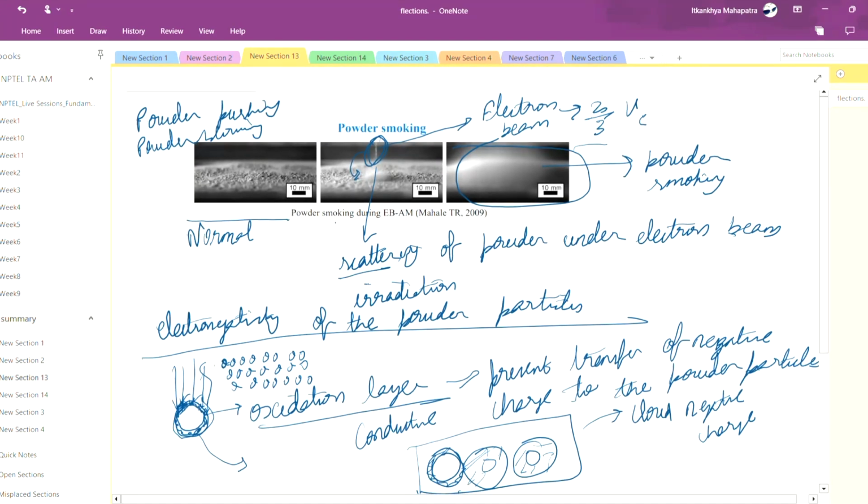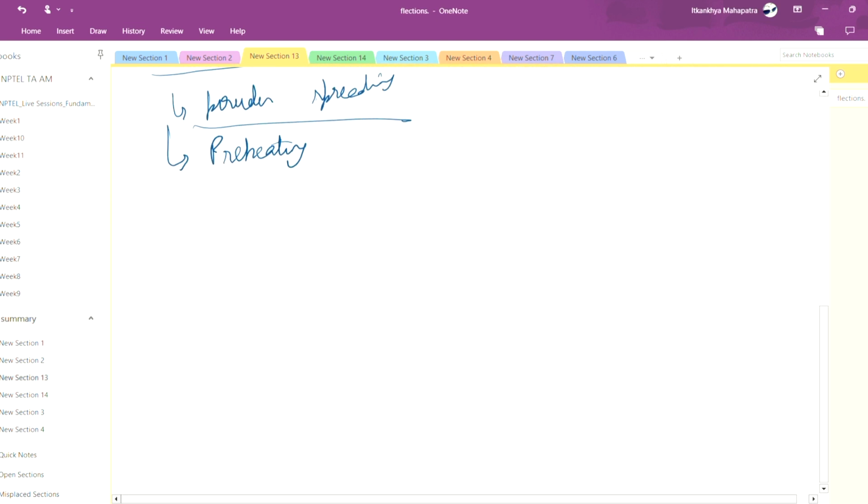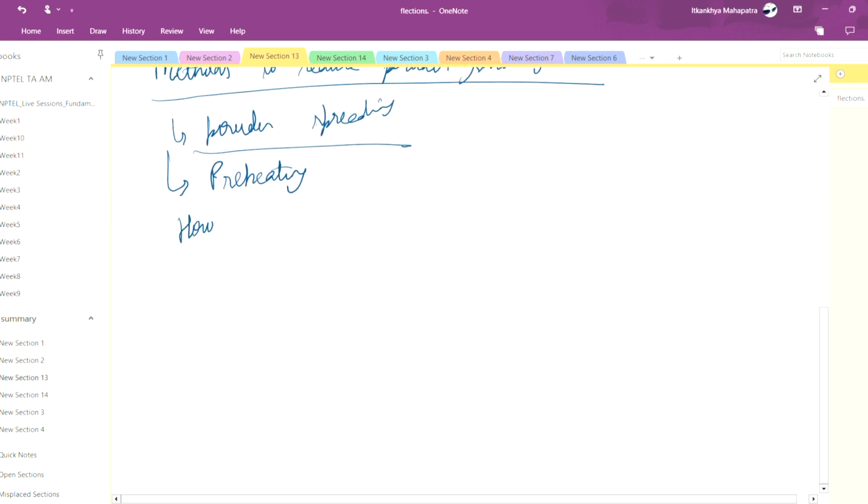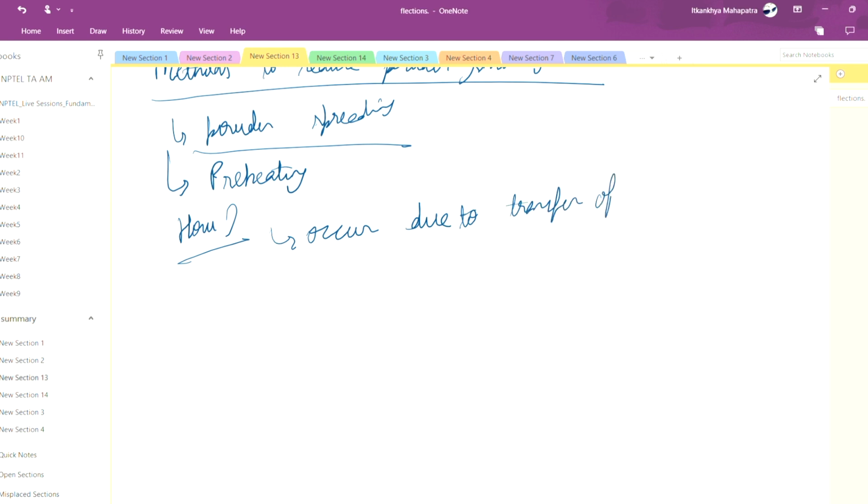So I think there is a question related to this: how does this occur? It occurs due to the transfer of negative charge, electrons, to the powder particles.